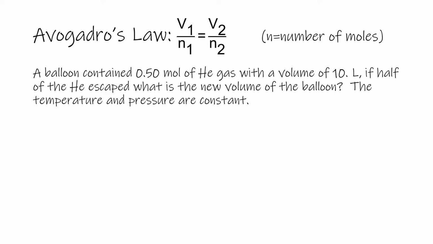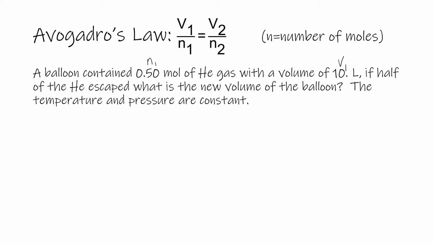So just keep that in mind, that N is the number of moles, and so you want to make sure that you have the correct units when you're plugging it in. Okay, so let's go through and assign what our different things are in our problem. So we have 0.50 moles of helium gas, so we're going to say that that is N1, has a volume of 10 liters, that's volume 1.